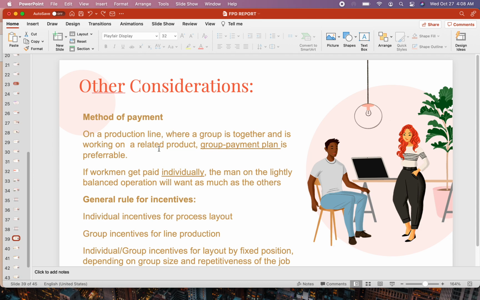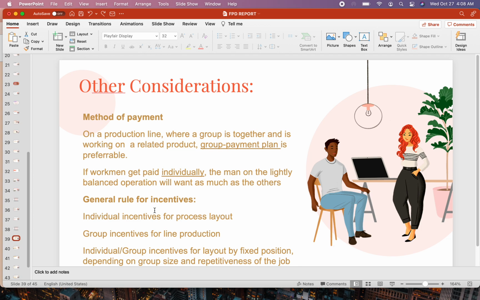So of course, if you are going to give the salary or the payment to the operators, especially if it's in a group, you should consider a group payment plan. While if it's an individual type of operation, then an individual mode of payment would be preferable. Now, vice versa lang ba?